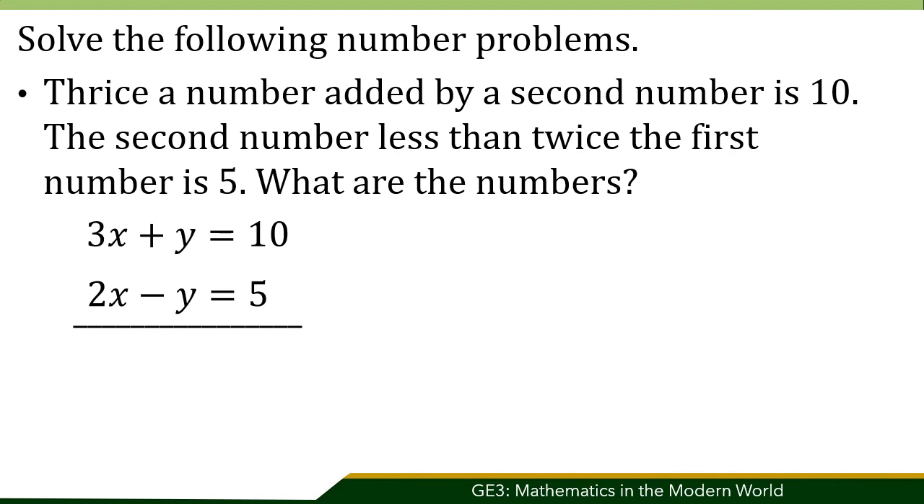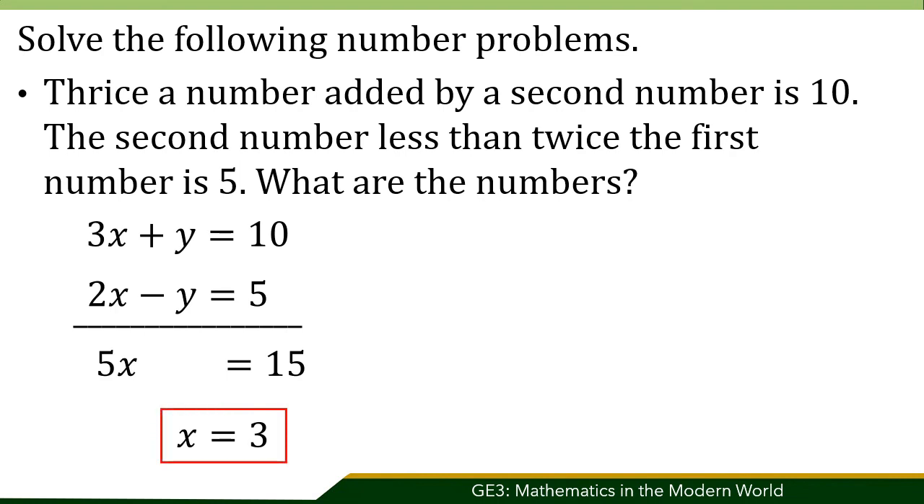So again, we can make use of the elimination method here because the y terms are opposites. Add the two equations, 3x plus 2x equals 5x. y minus y is 0. 10 plus 5 equals 15. So now we have 5x equals 15. Divide both sides of the equation by 5. So we'll have x equals 3, and that's the first number.